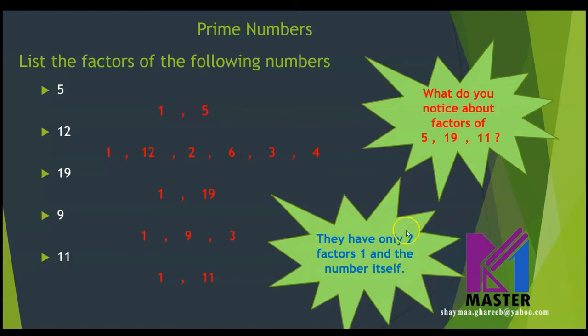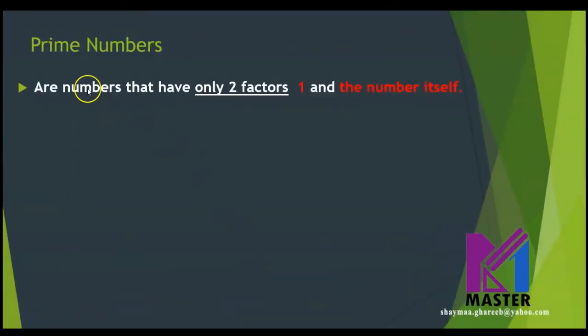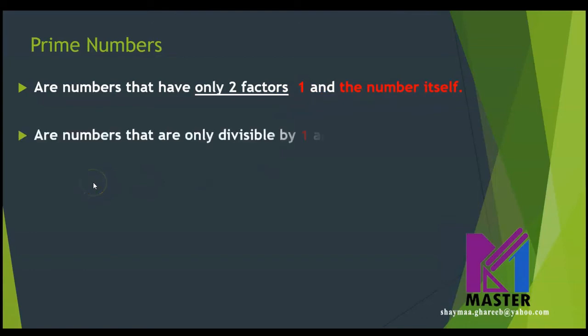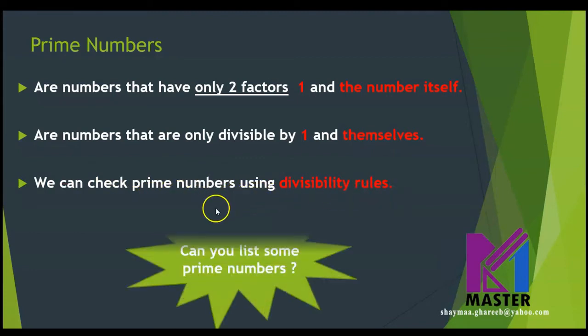And this sentence is really important for today's lesson, the prime numbers. So we can say that prime numbers are numbers that have only two factors, 1 and the number itself. We can also say they are numbers that are only divisible by 1 and themselves. We can check prime numbers using divisibility rules. Can you list some prime numbers?